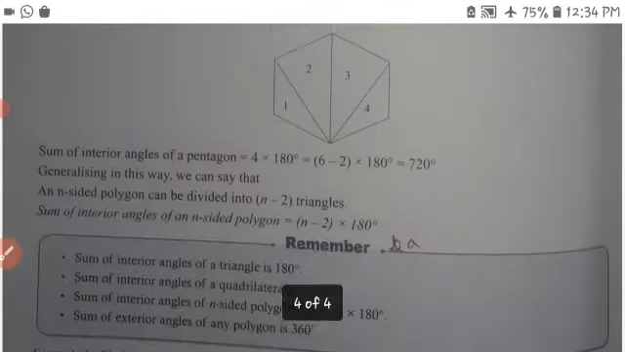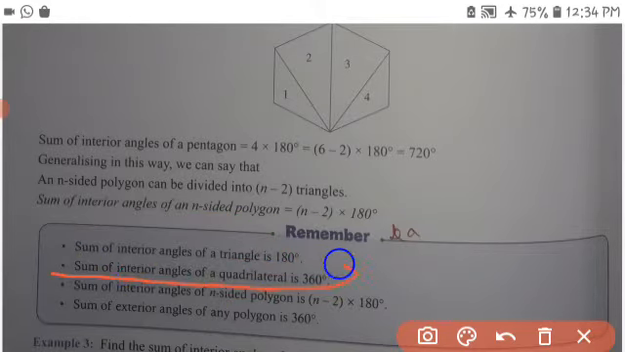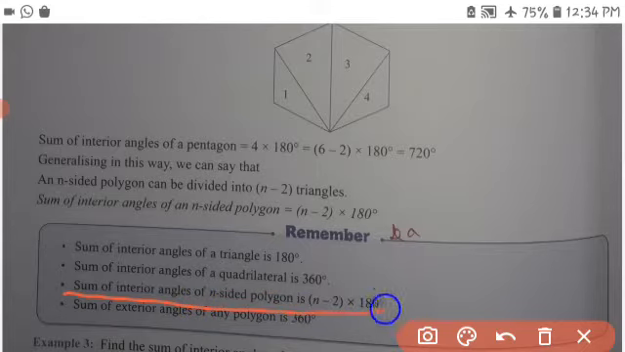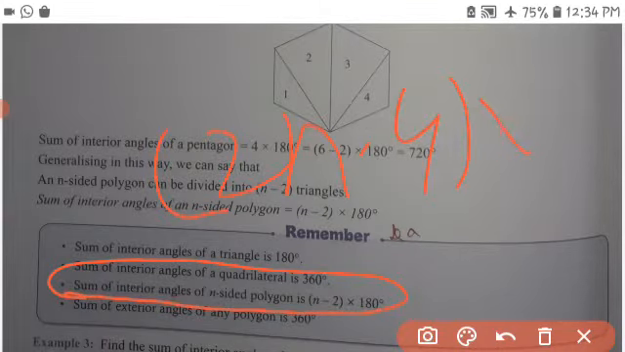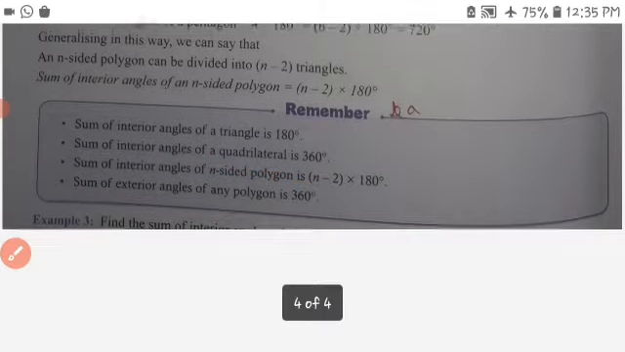Now next part, children. Look here at the formulas. Sum of interior angles of a triangle is 180 degrees. Sum of interior angles of a quadrilateral is 360 degrees. Sum of interior angles of an n-sided polygon is (n minus 2) into 180 degrees, or, second method, (2n minus 4) into 90. Both are right. Interior angle plus exterior angle of a polygon is equal to 360 degrees.